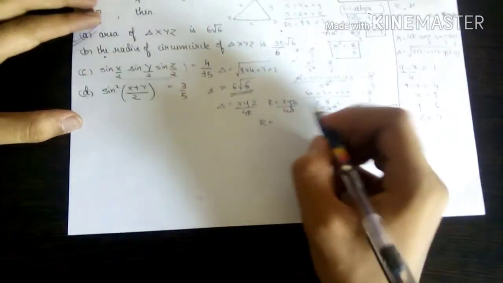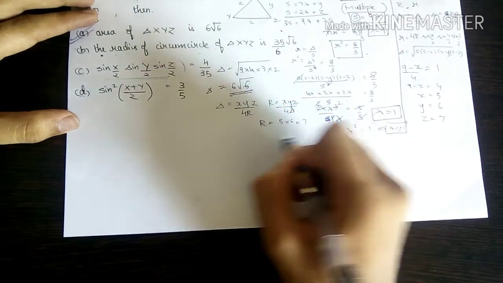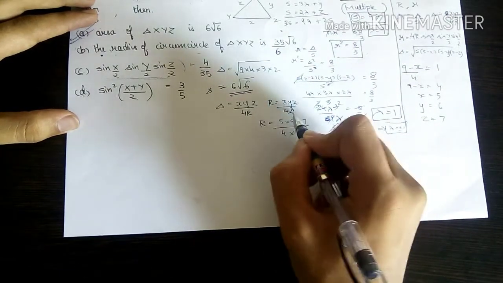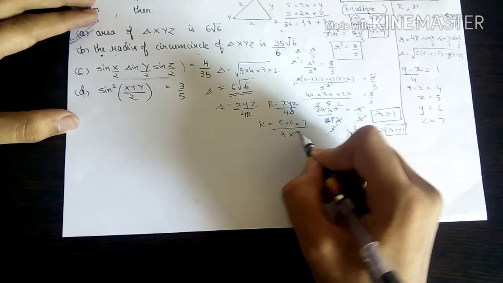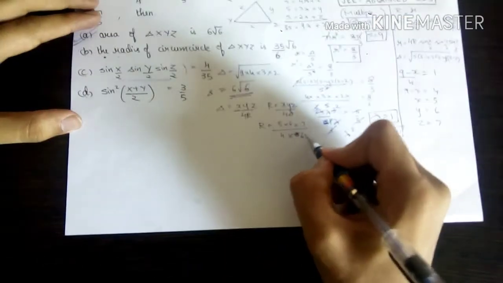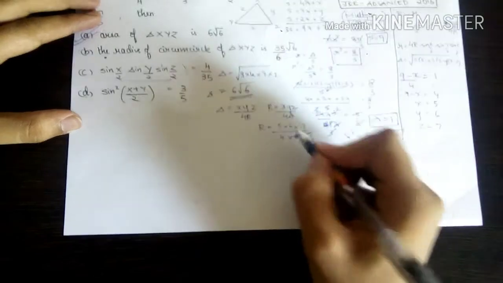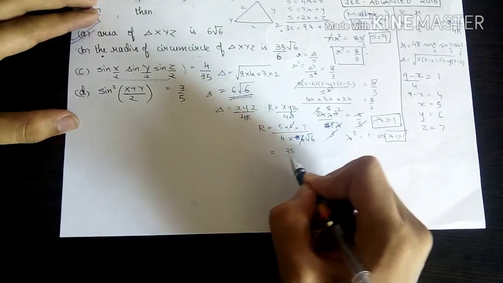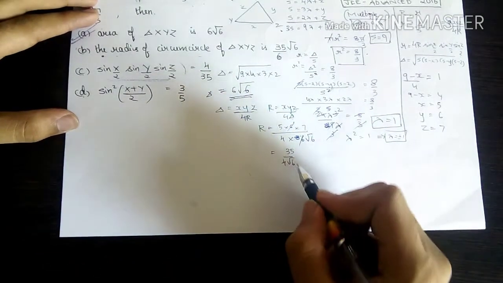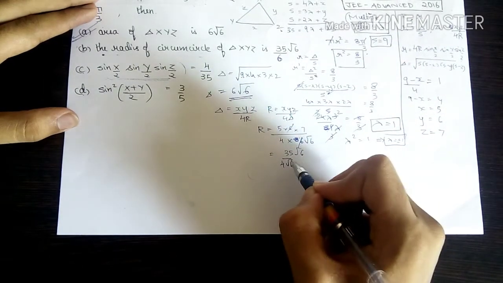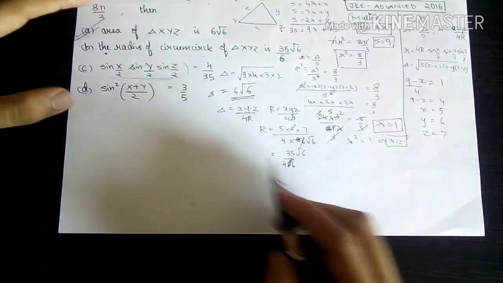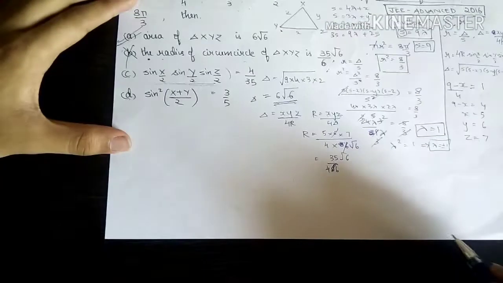So R is xyz, that is 5 into 6 into 7, divided by 4 into delta. Delta is 6 root 6. So 6 and 6 get cancelled, that is 35 by 4 root 6. If I multiply by root 6 divided by root 6, this becomes only 6, which is not at all equal to this, right? So this option is not correct.